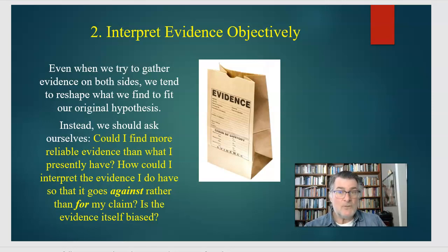And so as you are doing this, you're trying to interpret that evidence to a rather objective degree. So you can ask yourself, can I find more reliable evidence than I have right now? How can I interpret the evidence that I have that would go against rather than for my claim? Is the evidence that I've collected itself biased? So all these things are questions that you ask yourself because you have a critical mind and you are looking at this evidence saying, well, this particular little nugget I've got here proves my hypothesis.